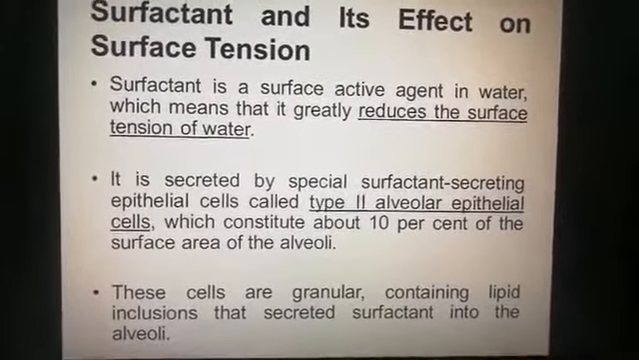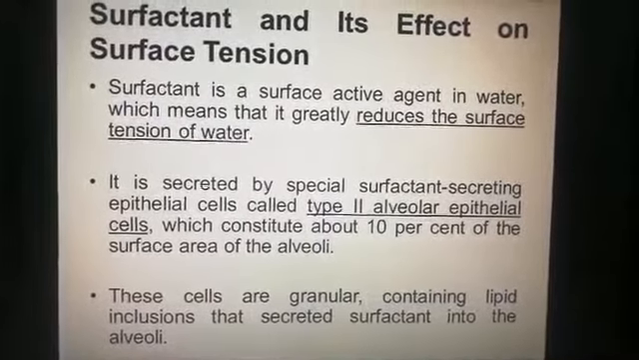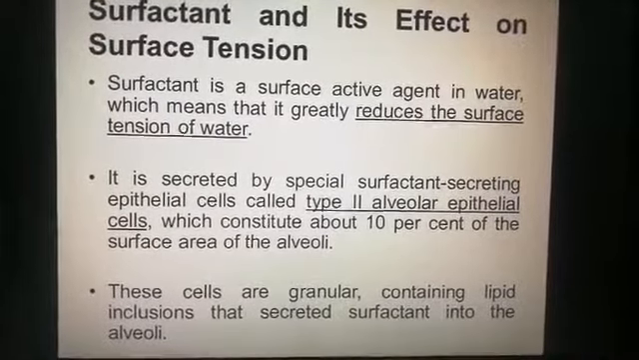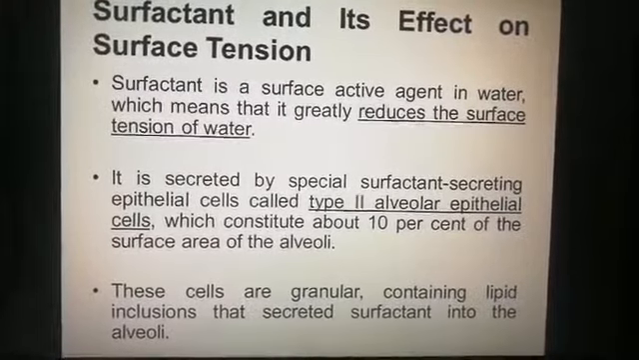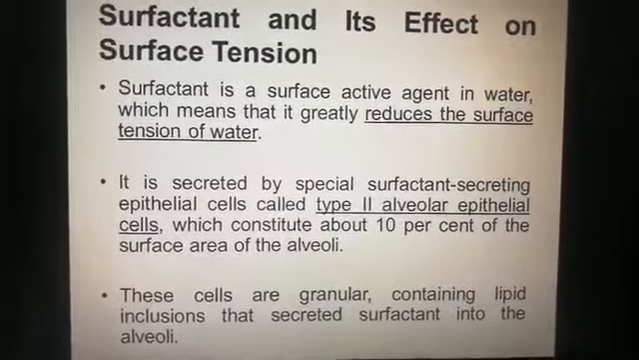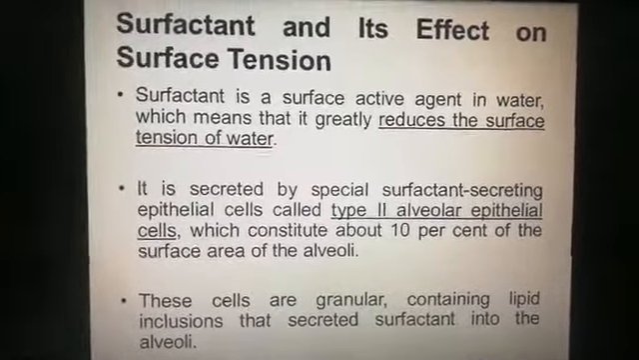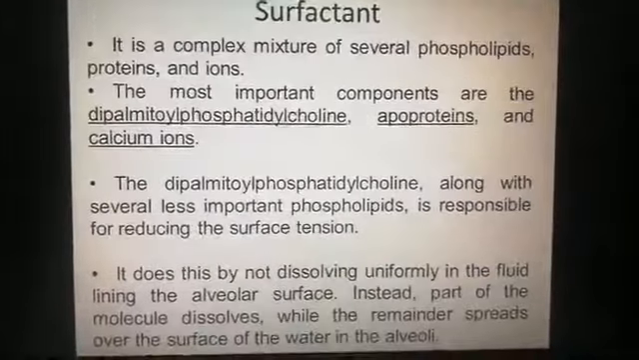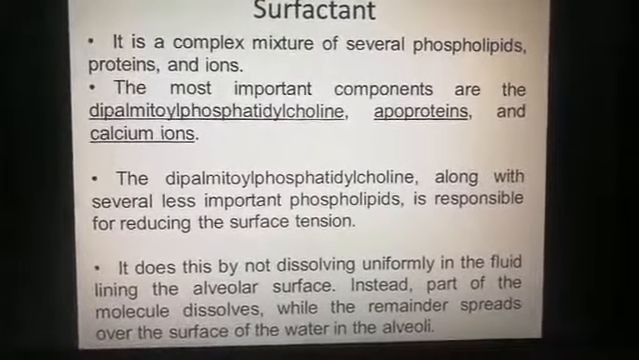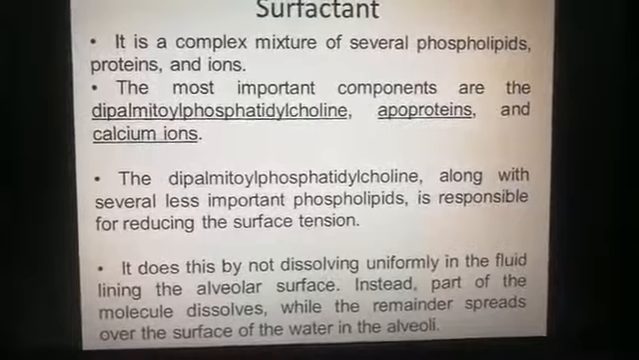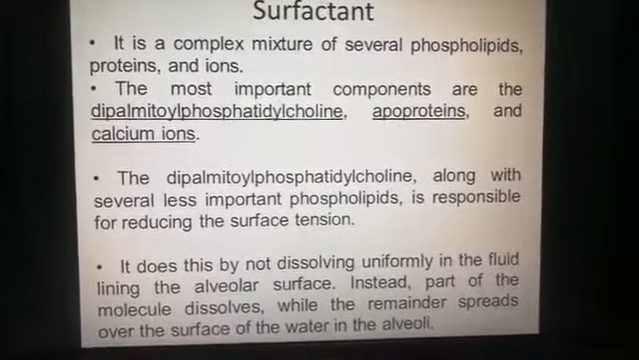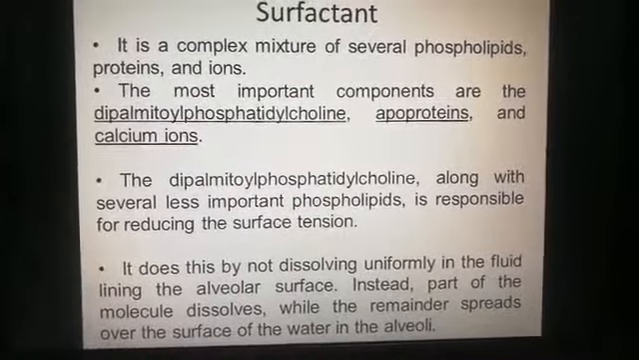these actions. It is secreted by special surfactant secreting epithelial cells called type 2 alveolar epithelial cells, which constitute about 10% of the surface area of the alveoli. These cells are granular, containing lipid inclusions that secrete surfactant into the alveoli. Dipalmitoyl phosphatidylcholine is the surfactant, and it also contains apoproteins and calcium ions, and it is responsible for reducing the surface tension.